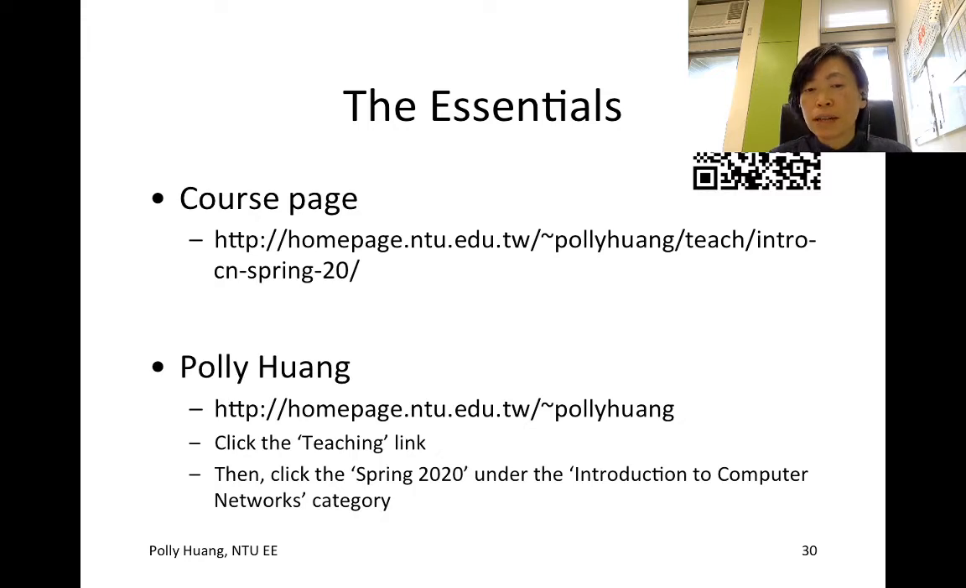What I'm going to add a little bit is that there's another way which might be slightly easier if you want to find the course website on the road where you don't have the QR code convenient. Just Google Poly, and you should be able to see Poly's webpage as the top search result. Click on the teaching link in my page, and then you should see a category called Introduction to Computer Networks. And there's a small link underneath it that says Spring 2020. Click there. That takes you to the course page as well.